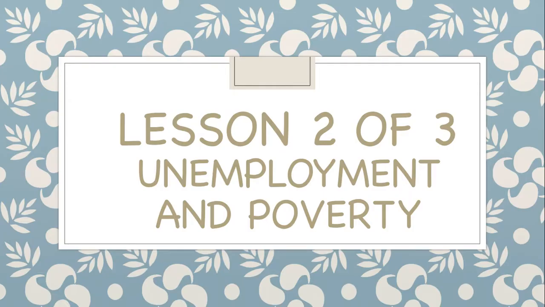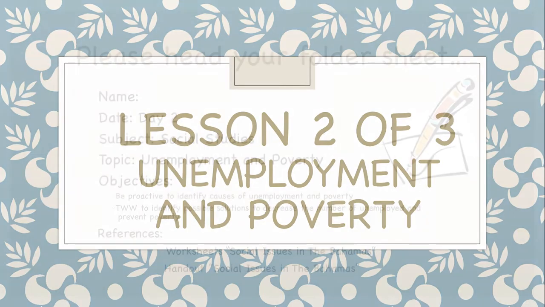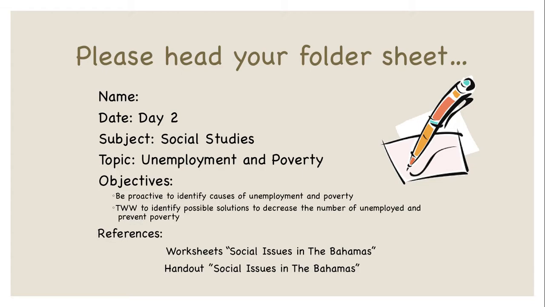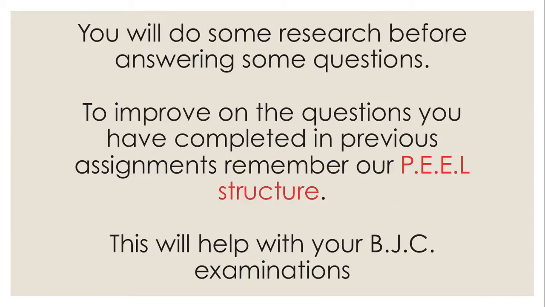So lesson 2, we're going to focus on unemployment and poverty. So those who did their research on those two, this lesson is going to be nice and easy for you. For others, this is your chance, and your lesson will come when we get to your topic. So copy down these titles for lesson 2 of 3. Okay. And you'll do some research, answering some questions, but we're going to have to remember our Peel structure, okay?